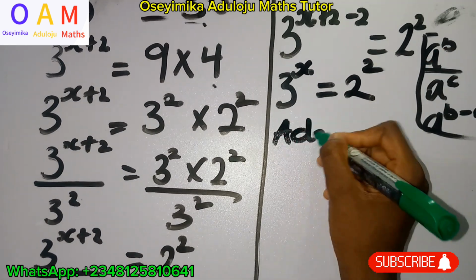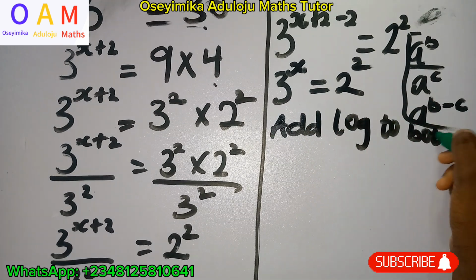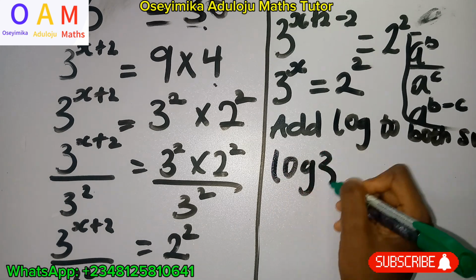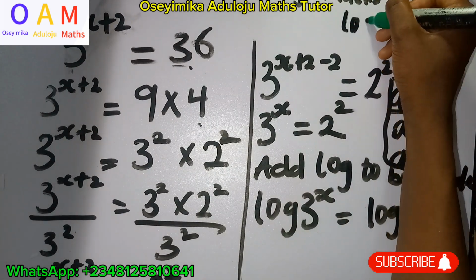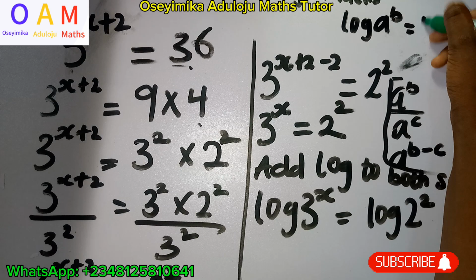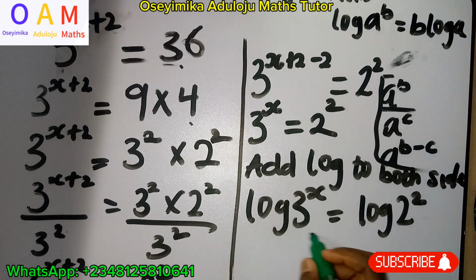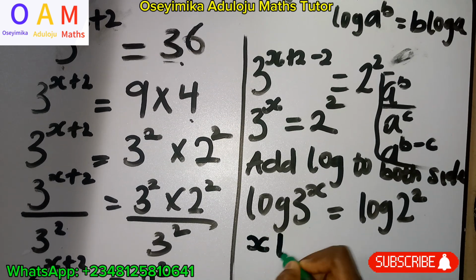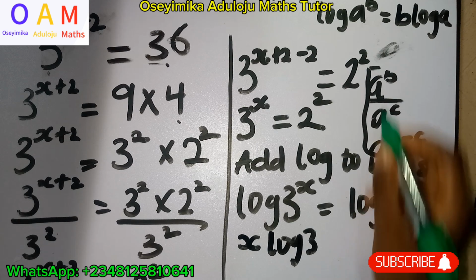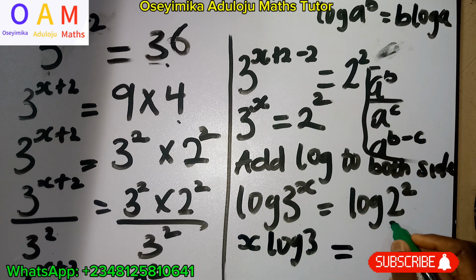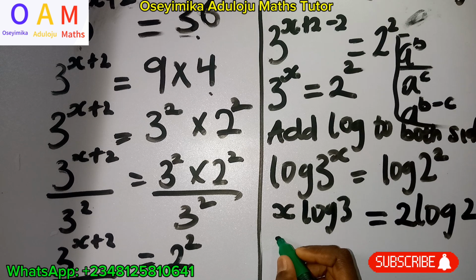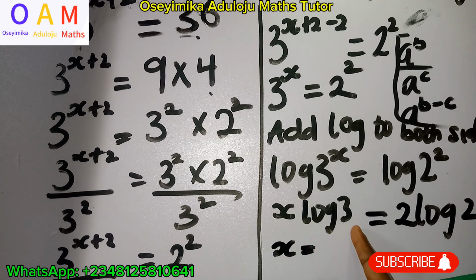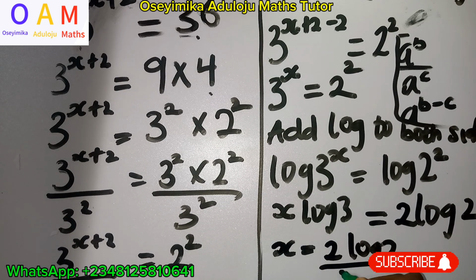So next what we're going to do is to add log to both sides. So log 3 raised to power x equals log 2 raised to power 2. If we're given something like log a raised to power b, log a raised to power b equals b log a. So following this rule of logarithm, log 3 raised to power x equals x log 3. Same thing applies to log 2 raised to power 2, which equals 2 log 2. So x log 3 equals 2 log 2. Now I'm going to divide both sides by log 3, so x equals 2 log 2 divided by log 3.